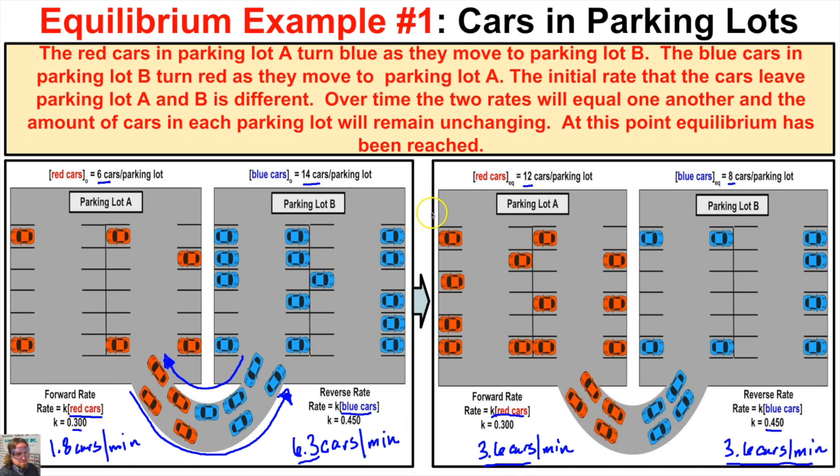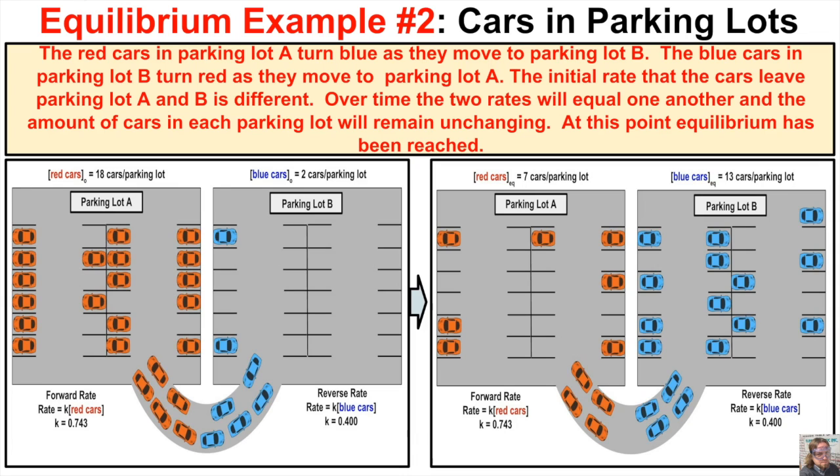So let's take another look at an example of equilibrium using this same concept. And so let's take a look at this second example. Initially in parking lot A we have 18 cars, and in parking lot B we're going to have 2 cars, right? And so once again, the blue cars as they leave parking lot B and enter A are going to turn red, and the red cars as they leave parking lot A and enter parking lot B, they're going to turn blue. And so if we wanted to figure out the initial rate of the forward reaction and the initial rate of the reverse reaction, it's simple.